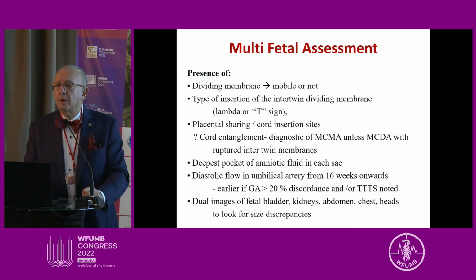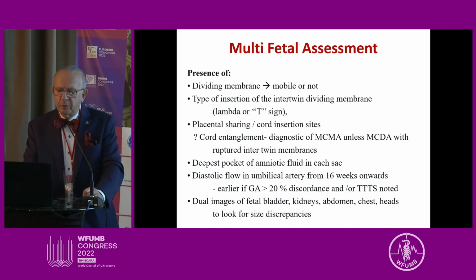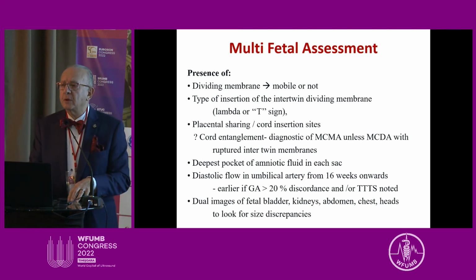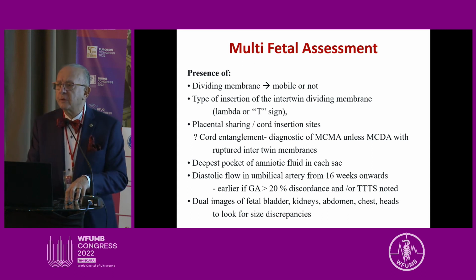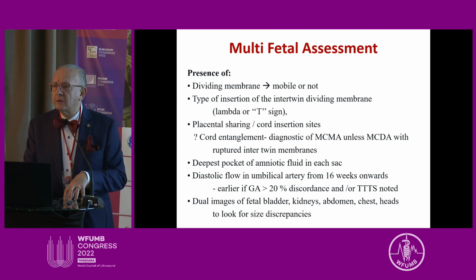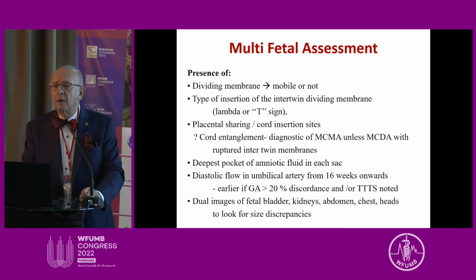Now, you look at the dividing membrane. Is it mobile or not? Is it a twin peak or a T sign? Look at the cord insertion, because of course, as we said, there's the risk of cord entanglement. Look at the deepest pocket of fluid. In the past, we used to do the amniotic fluid index, which is measuring the vertical pocket in 4 quadrants of the abdomen. You can't do that in twins, obviously. So what we do is measure the deepest pocket in one place in the 2 different sacs and compare it.